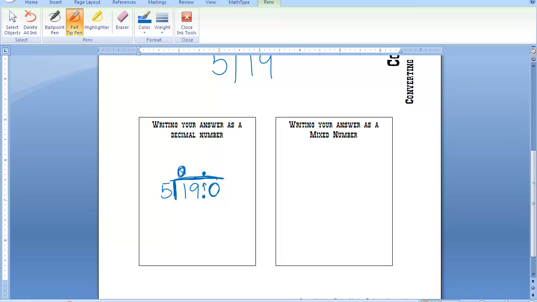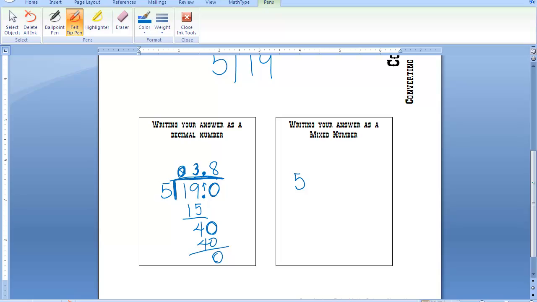But 5 does go into 19 and it goes 3 times. Notice I'm putting the 3 over the 9. That's going to help us to make sure that the decimal lands in the right spot in our answer. 3 times 5 is 15. We subtract, bring down, and then 5 goes into 40 8 times and it goes evenly. So as a decimal number, the answer to this would be 3.8.